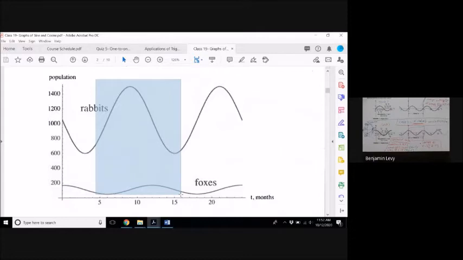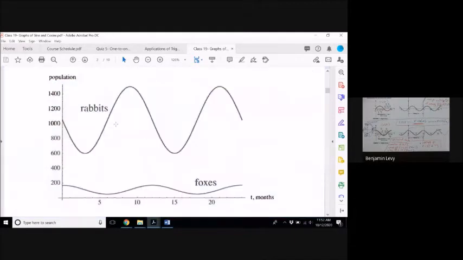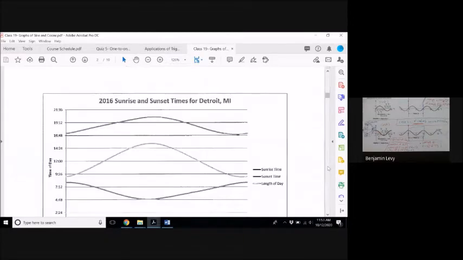So you can see there's this, what's called a feedback or a dependence on each other where one impacts the other. And so both of these curves look like sine cosine curves, and we can model them using sines and cosines. So that's one application that we often see, this feedback and predator-prey relationship where we can use sines and cosines to depict that.